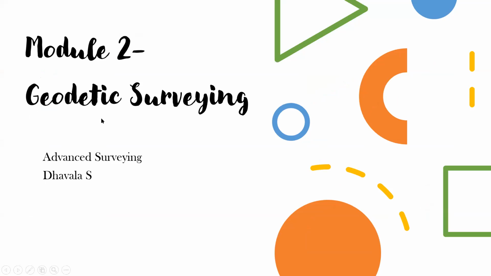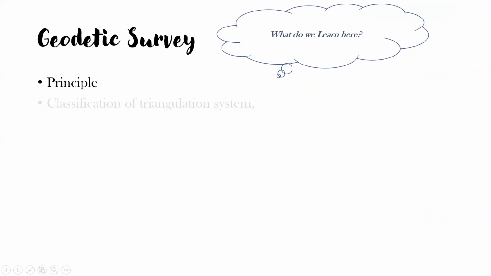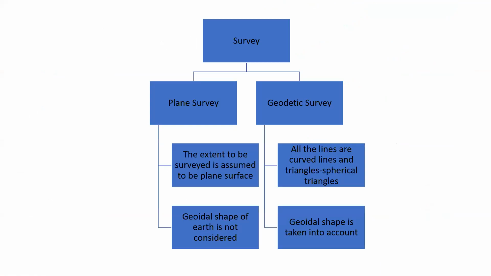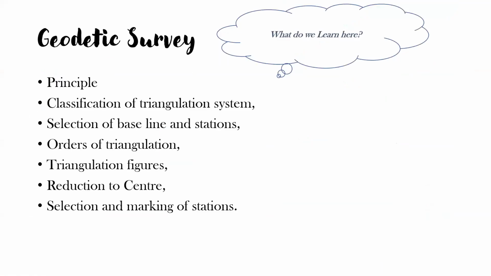In our previous class, we discussed various concepts in geodetic surveying, including principle, classification, selection of baseline and stations, orders of triangulation, and triangulation figures. In today's class, we will be seeing something called towers and signals, and how to select a site for a baseline and reduction to center.